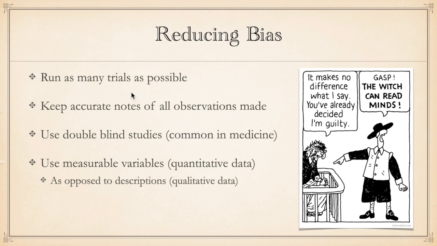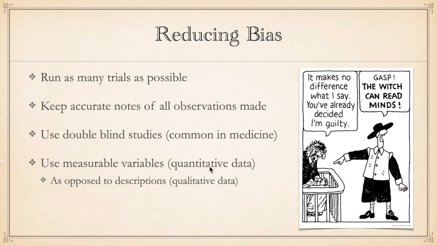So reducing bias. Basically, one thing, run as many trials as possible. Don't just do it once and say, oh, it's done. Run the test over and over again. Run the experiment several times. Keep accurate notes of all observations made. Use double-blind studies. This is really common in medicine. This is where the researcher knows what's going on, but they give the medicine to doctors, and the doctors give the medicine to patients. The doctors don't know which medicine they have, if it's the actual medicine or what they call the placebo, which has no medicine in it. And the patients don't know, so it's double blind. The only person who knows is the researcher.